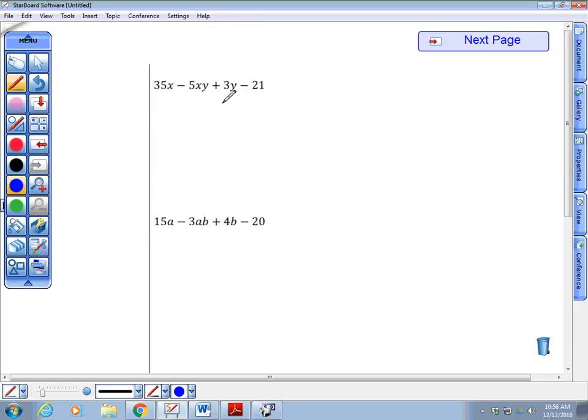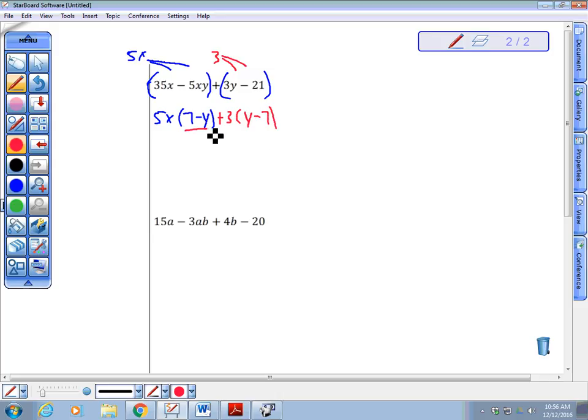On the next page, we still have our 4 terms, and we're going to group the first 2 together and the last 2 together. And on this one, looks like if I took out a 5x, I'd be left with 5x and 7 minus y. And on the other one, if I took out a 3, I'd be left with a y minus 7. Now you should notice that the parentheses have the same numbers and letters, just they're the opposite. So I guess it would have been better if I would have taken out a negative 5x or a negative 3. But I didn't, so I'm going to try to do it now.